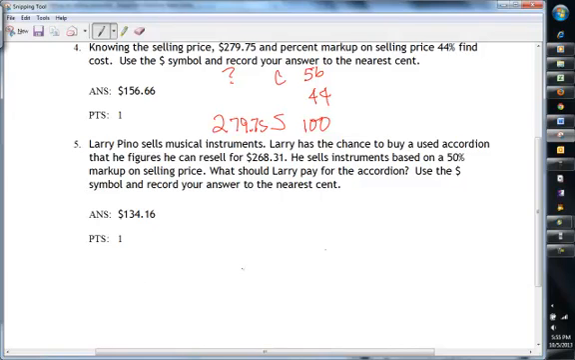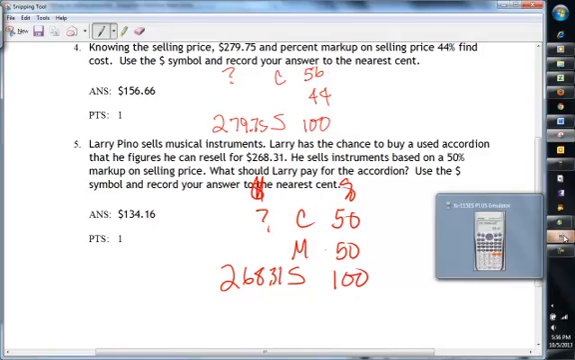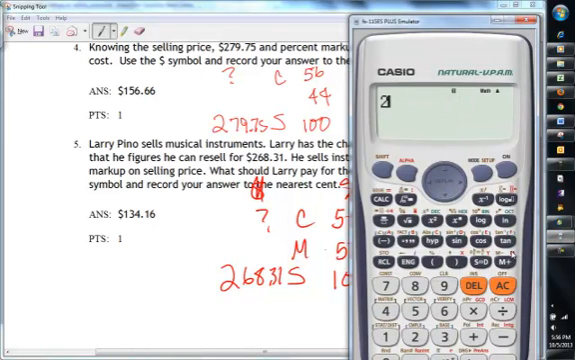Larry Pino sells musical instruments. He has a chance to buy a used accordion that he can resell. So the selling price will be $268.31. He sells instruments based on a 50% markup based on selling price, so that he has to have a 50% cost. How many dollars should he pay? $268.31 times 50 divided by 100 gives us $134.16.